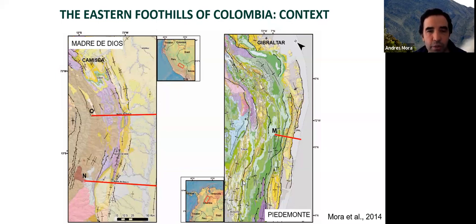So we have a basement involved area, which creates the relief and uplifts the basement. And that's the same case in Colombia, and a marginal frontal syncline where we have the narrow thin skin deformation that happens in both areas. I will show cross sections of those areas.